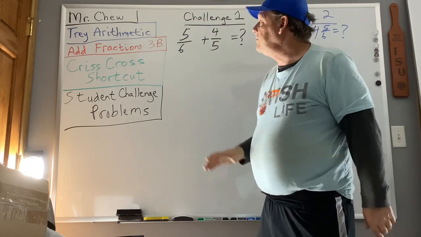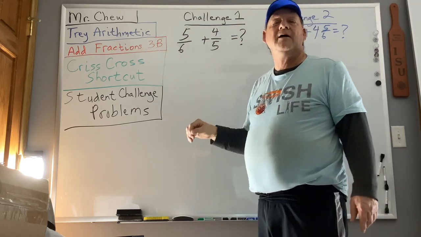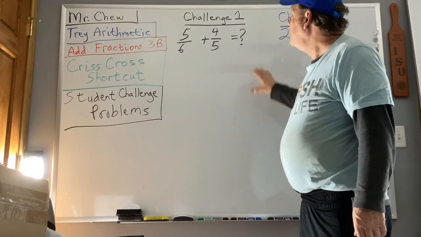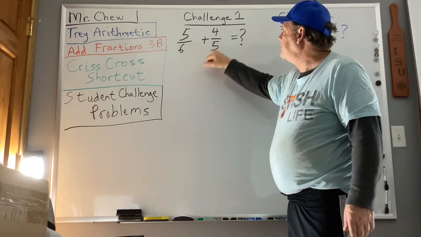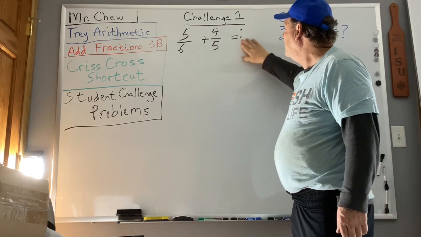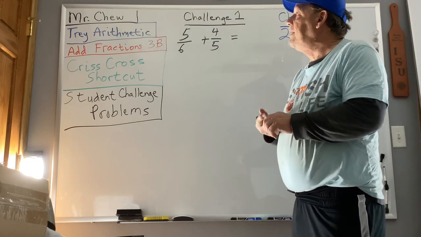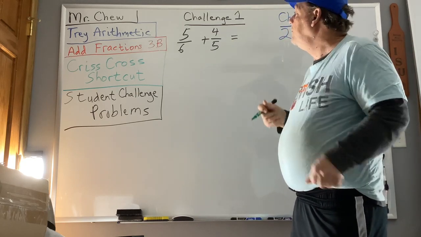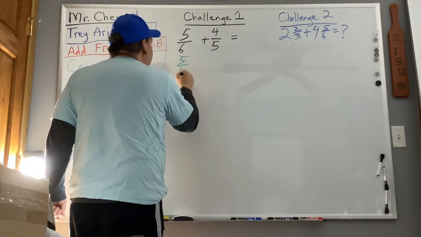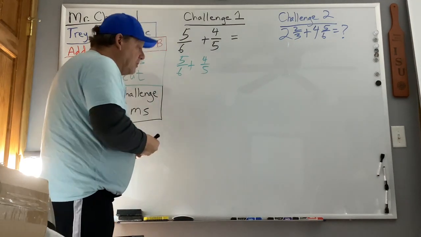So these are the challenge problems on my Criss-Cross Shortcut that I introduced in an earlier video. So if I have 5/6 plus 4/5, I can find out what it equals by doing the Criss-Cross Shortcut. So what you do is, I'm going to rewrite the problem. And I'm going to crisscross.